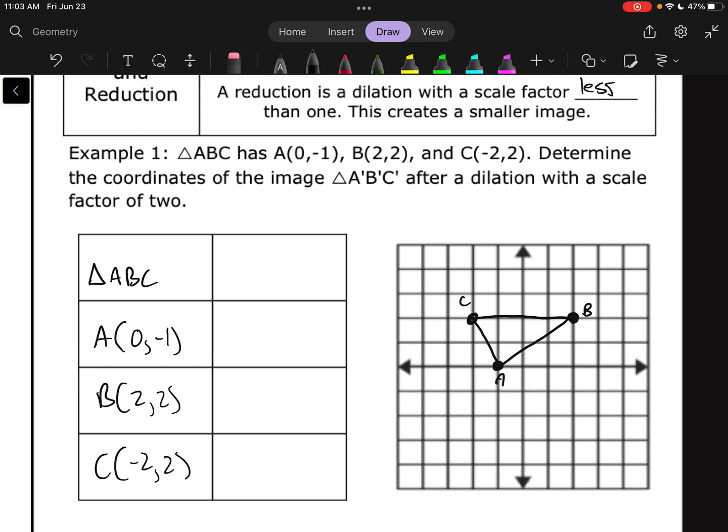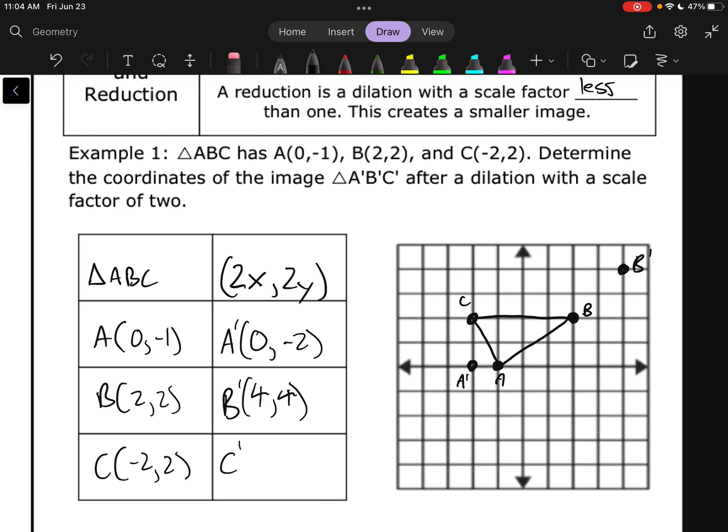Now, if our scale factor is 2, here's what we're going to do. We're going to multiply all the x values and the y values by 2. That's how the scale factor works. You just multiply the scale factor times the coordinates, and you'll find your image. So if I multiply A by 2, for A prime, 0 times 2 is 0, -1 times 2 is -2. So here's A prime. If I multiply B by 2, 2 times 2 is 4, 2 times 2 is 4. So B prime is at (4, 4). And C prime, -2 times 2 is -4, 2 times 2 is 4. So (-4, 4) for C prime.